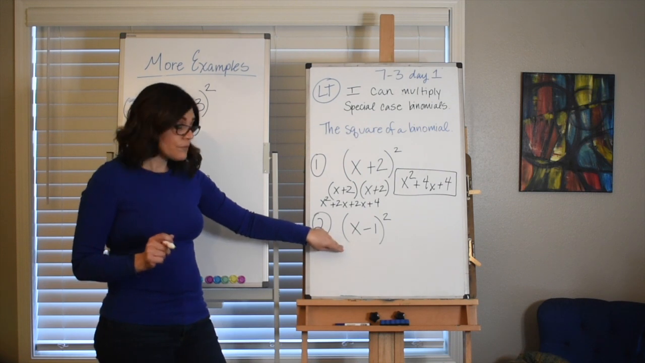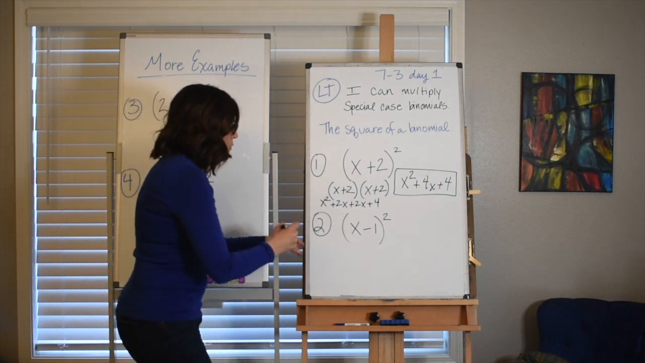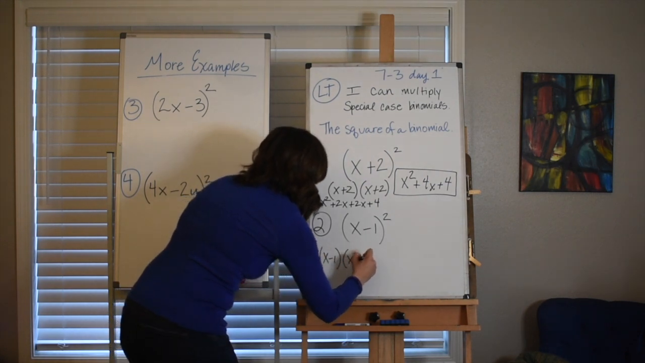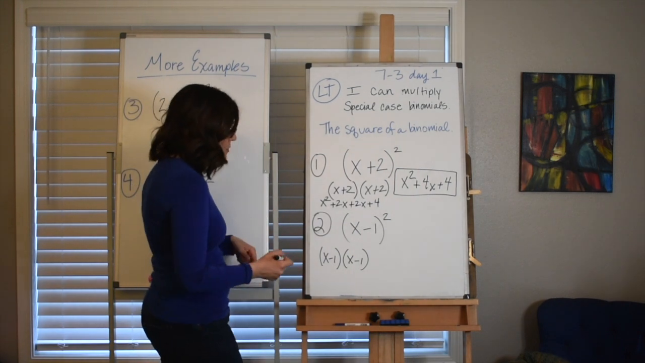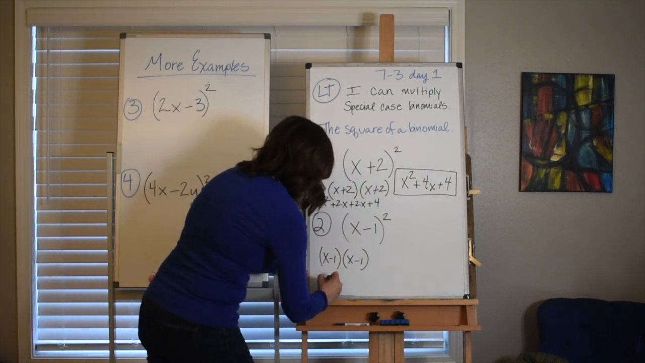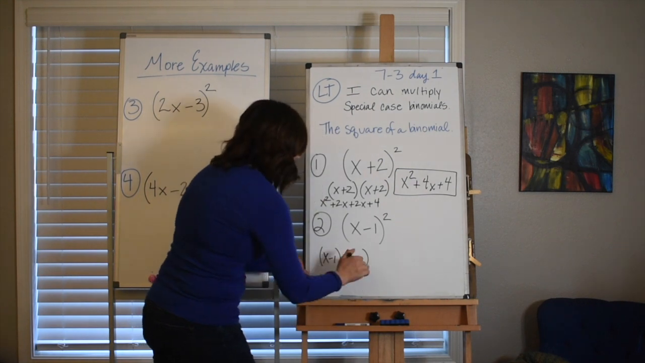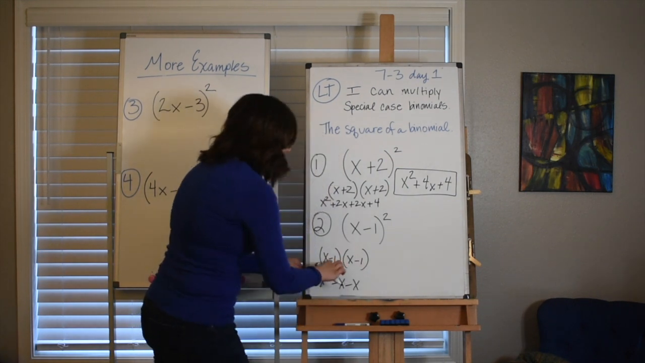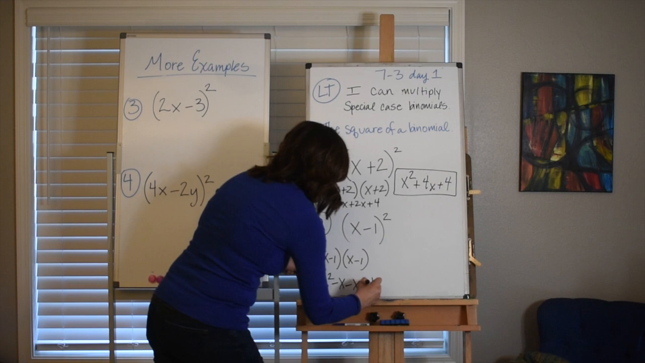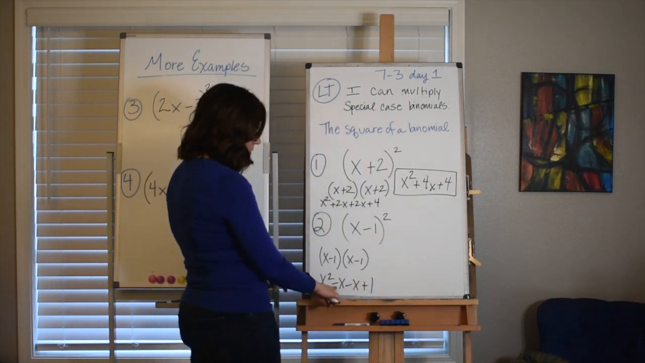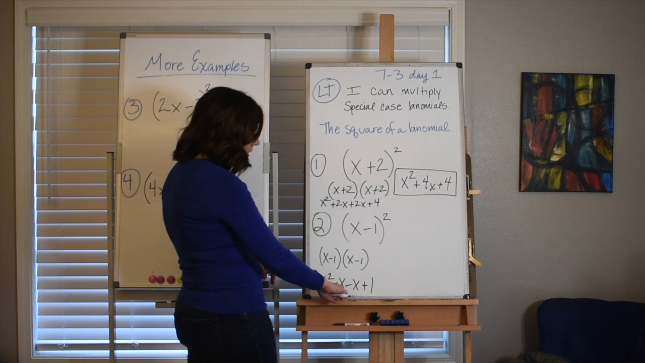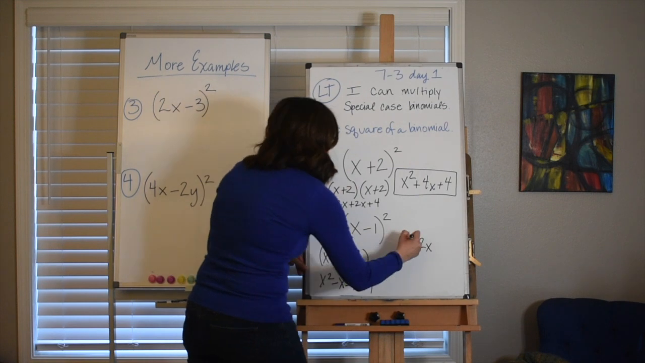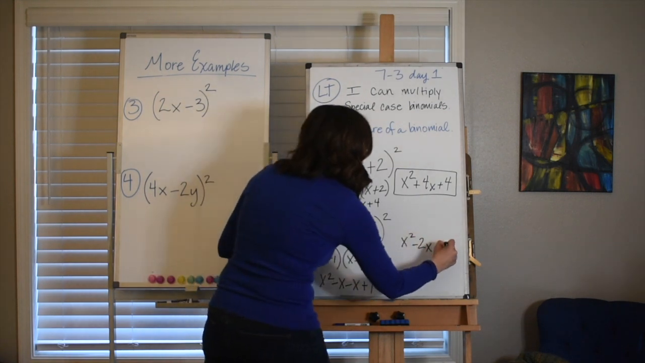So we're going to look at this one, x minus 1 squared. Remember, it's x minus 1, that binomial, times x minus 1. I can use FOIL or my distribution arrows. X times x is x squared. X times negative 1 is negative x. Negative 1 times x is negative x. Negative 1 times negative 1 is positive 1. I'm going to move over here for my final answer. I need to combine these like terms in the middle. Negative x and negative x means I have a total of negative 2x. And I have x squared and plus 1.